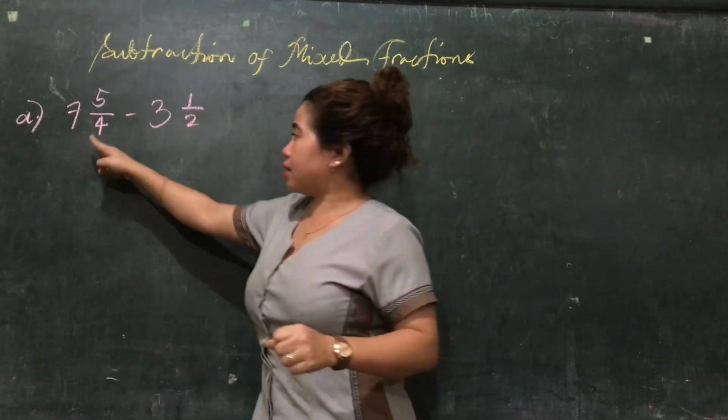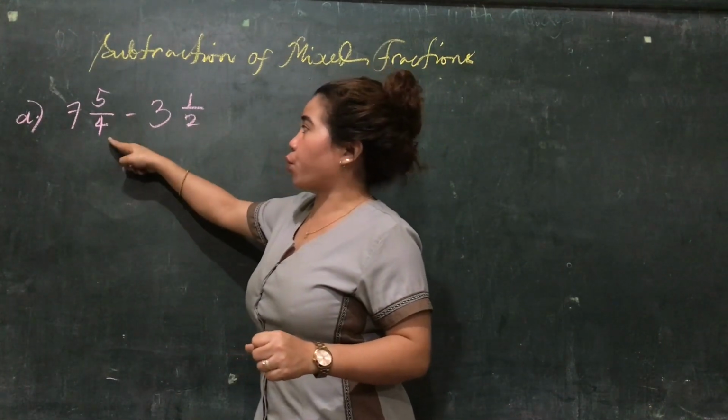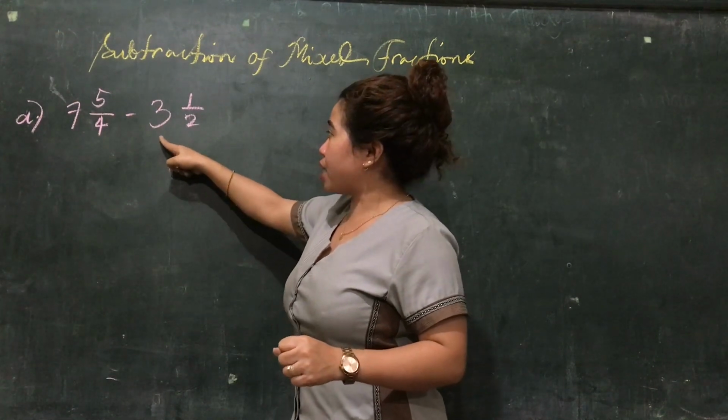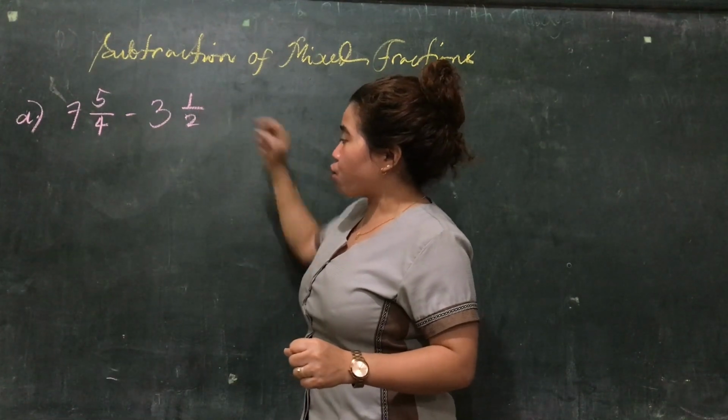Let's subtract 7 and 5 over 4 minus 3 and 1 over 2.